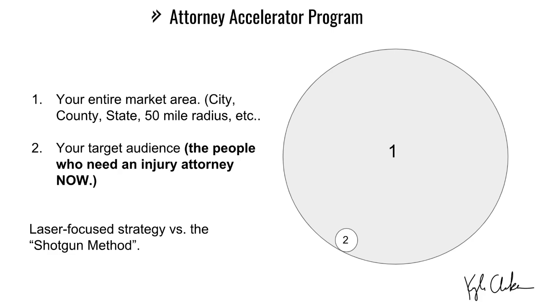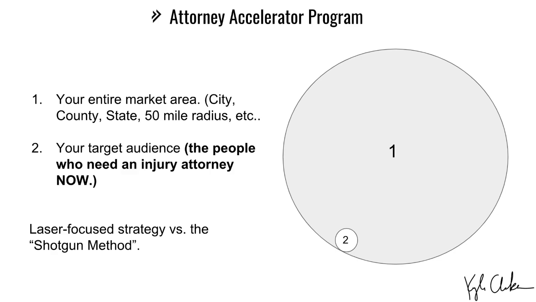So going back to this diagram here, with our software and our technology, we're able to identify those 100 people, which in this diagram is represented in circle number 2. So circle number 1 is your whole market area, as it's described there, and circle number 2 is your target audience. So we only care about people in circle number 2. I hope that makes sense so far.